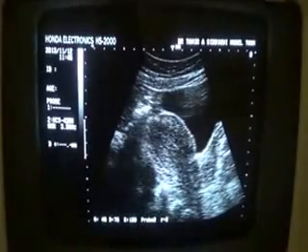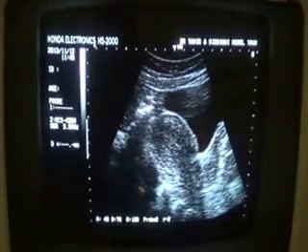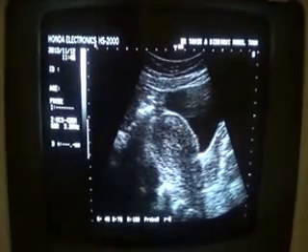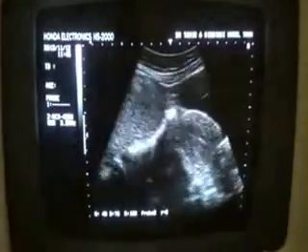This is the uterus. This is the endometrial canal. These are the anterior lip of the cervix and the posterior lip of the cervix. This is the outer surface of the uterus, and the uterus is normal.